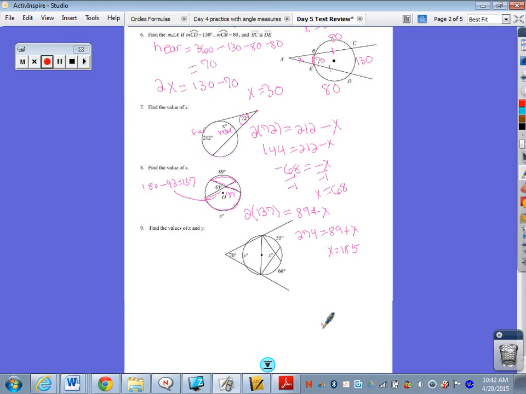Okay, so for number 9, we're finding x and y. Now this is probably one of the hardest ones. X and y, here's x, here's y. So what we have to do is figure out which one we can find first. So if you trace angle x, it opens up to this tiny arc, and then it opens up to this part of the circle, which is half a circle.